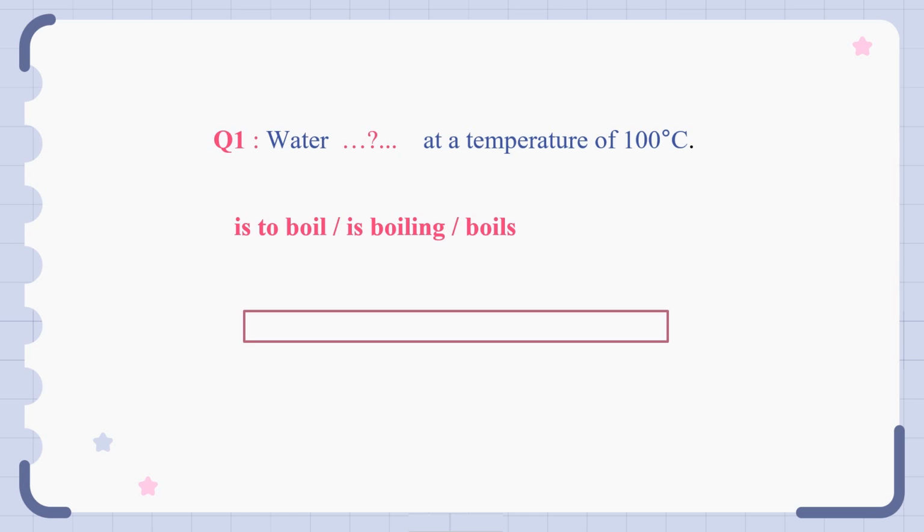Question number 1. Water at a temperature of 100 degrees Celsius. Should we say is to boil, or is boiling, or boils? The answer is boils. Water boils at a temperature of 100 degrees Celsius because we have scientific facts. When we have scientific facts or general truths or habits, we use simple present.